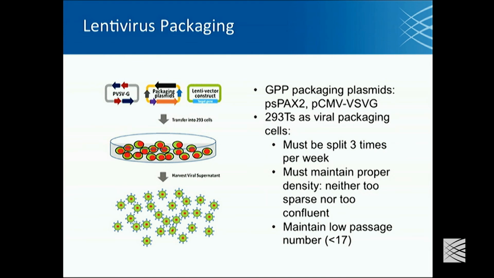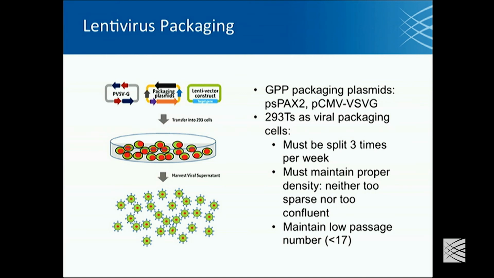To go a little bit into the virus production process, you want to have your envelope plasmid, your packaging plasmid, and your lentivector construct that has your target gene. You want to transfect them into 293s and harvest your viral supernatant. GPP specifically uses the packaging plasmids psPAX2 and pVSVG, and those are available through GPP.